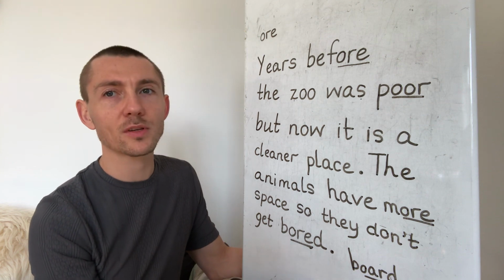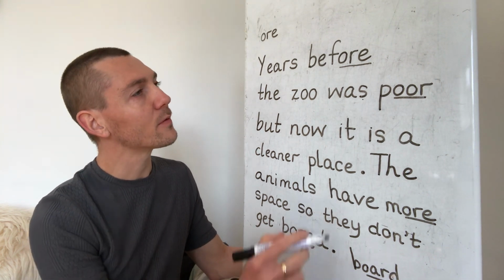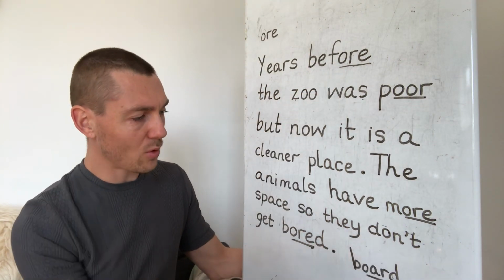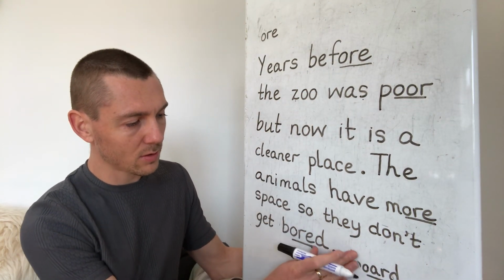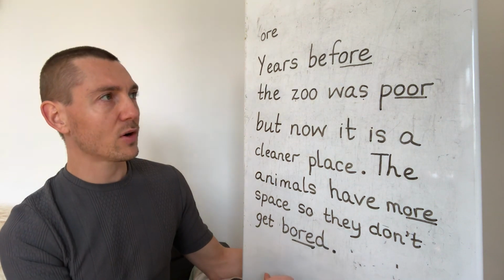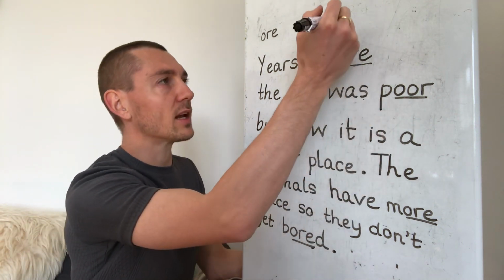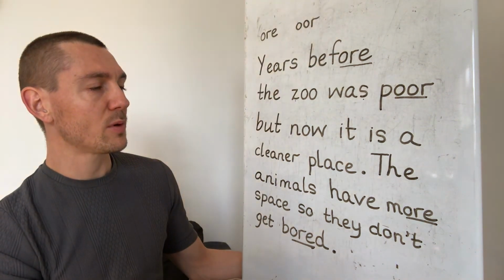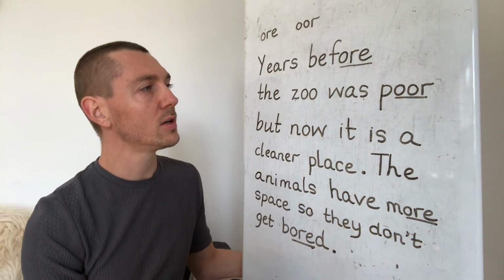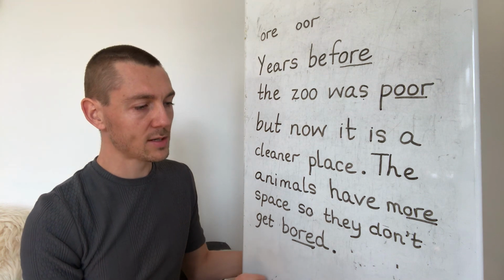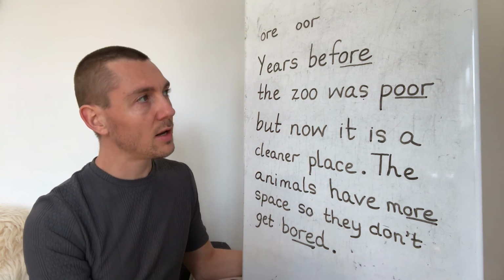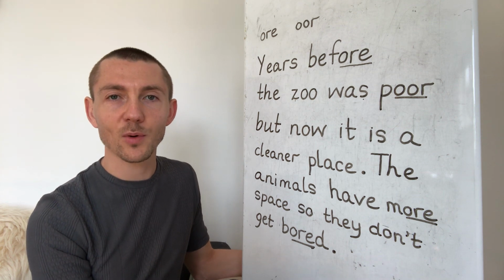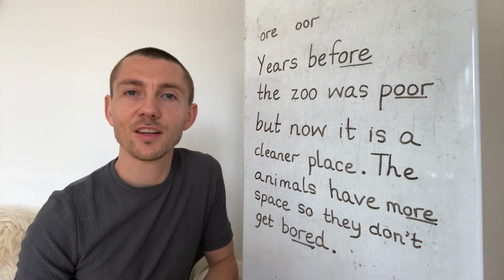Okay, so let's just see what spellings of or we've got there. We've got the O-R-E spelling in before and more and bored. And we've got the double O-R spelling in pour, which we find in floor and door and so on. So just have a check through all of those, and then when you've done that, that is you done for today.